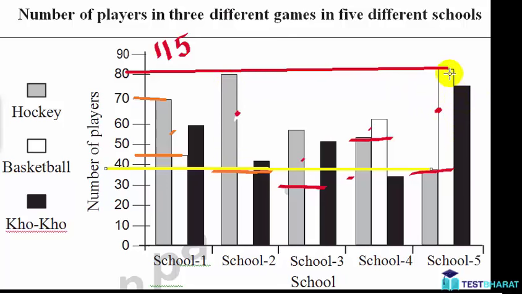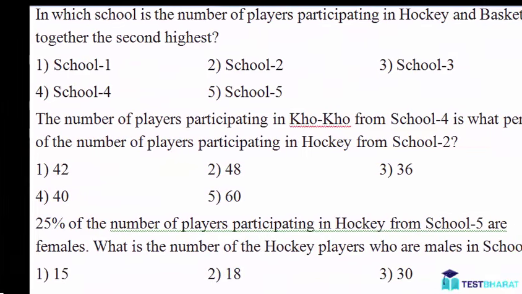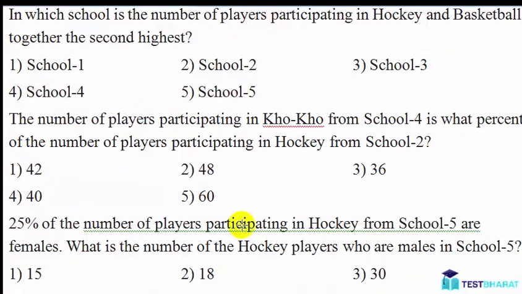Because school 5's first bar is also above the higher bar of school 2, and the lower bar of school 5 is also marginally above the school 2 lower bar. So I'll say that the first is, with number of players participating, so I'll say that school 5 would be the right answer.